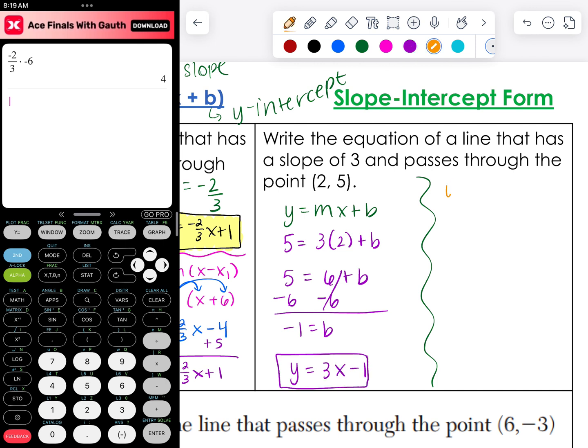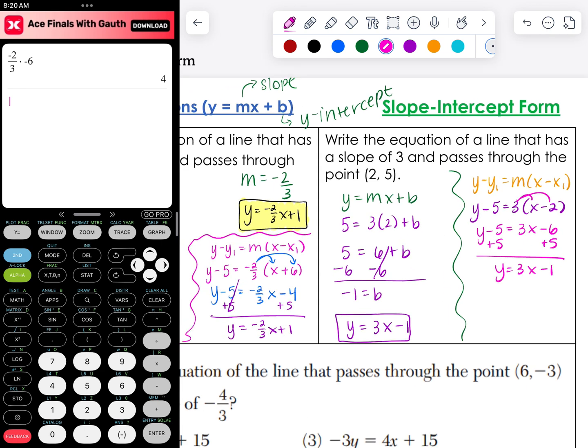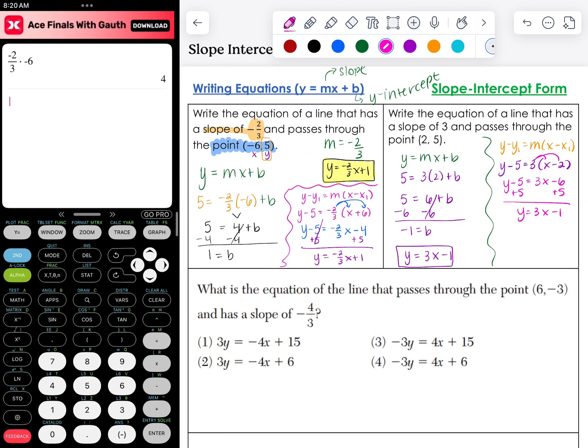If you prefer using the y minus y1 equals m times x minus x1, and remember those formulas will be on the reference sheet, so you don't have to memorize them. You can still plug in y minus 5 equals 3 times x minus 2, and then just distribute. So I've got y minus 5 equals 3x minus 6. Add the 5, and you get the same answer of y equals 3x minus 1. Okay? Now we look at a multiple choice question.